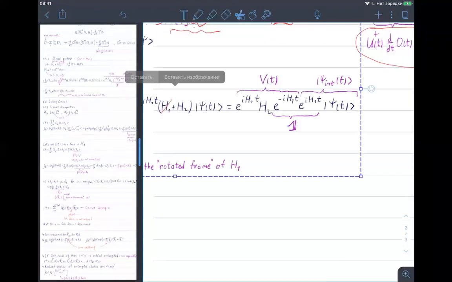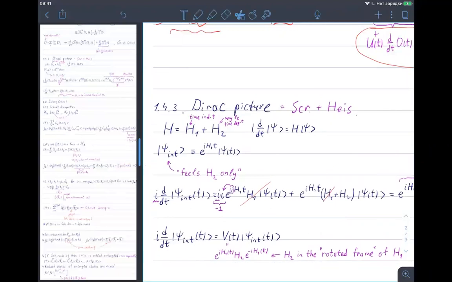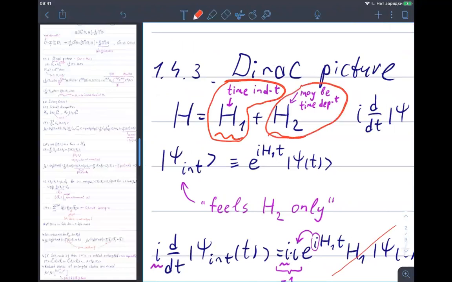So this is what is called the interaction picture, sometimes. It's a story where our Hamiltonian has two parts. Here I denote them H1 and H2. H1 should be time independent, and we will use this H1 in order to construct, let's say, the Heisenberg picture. And we use H2, which generally can depend on time, in order to construct, let's say, the Schrödinger picture.